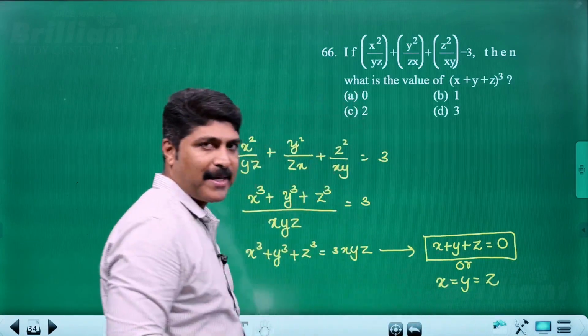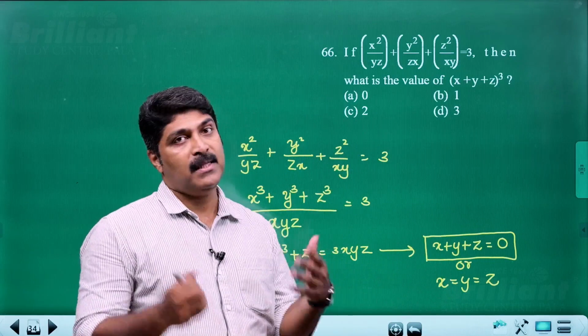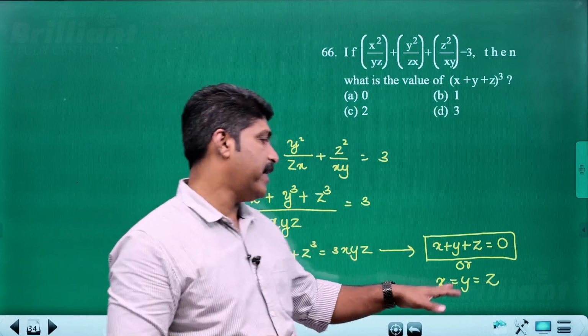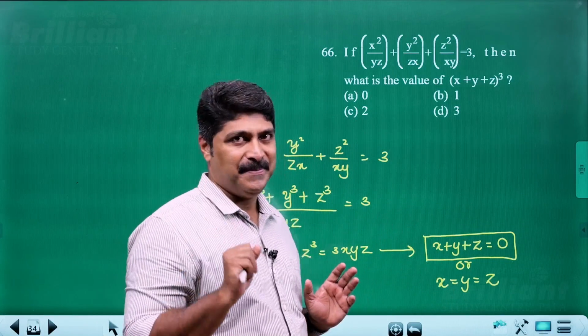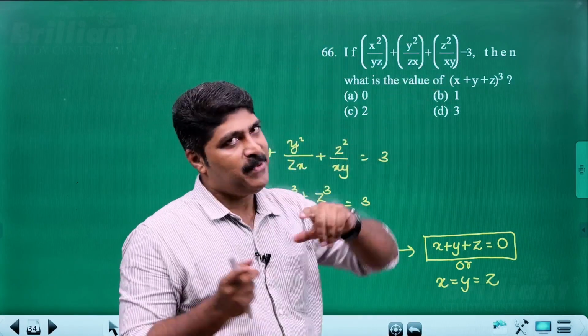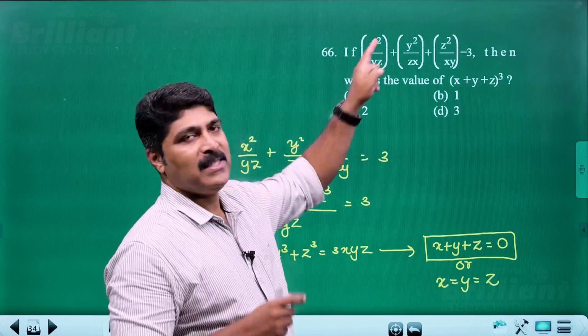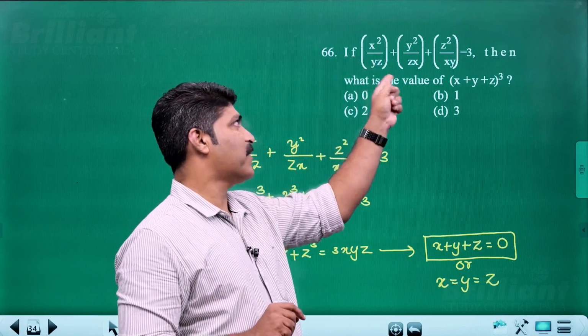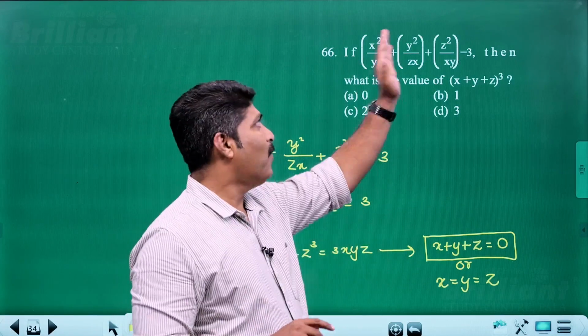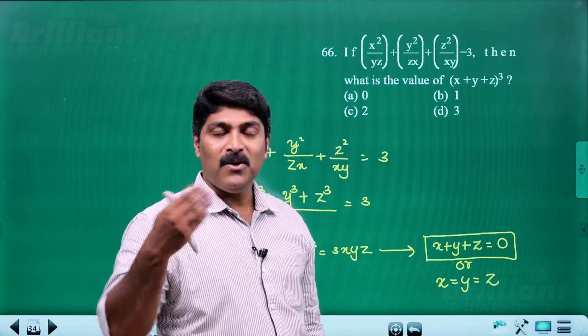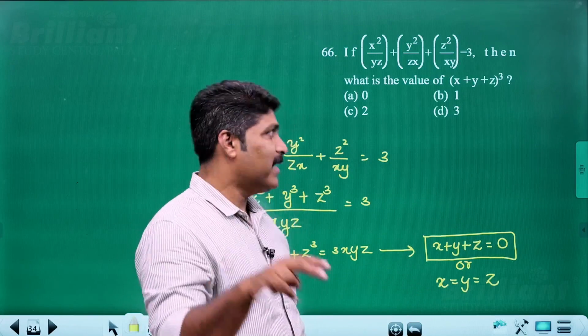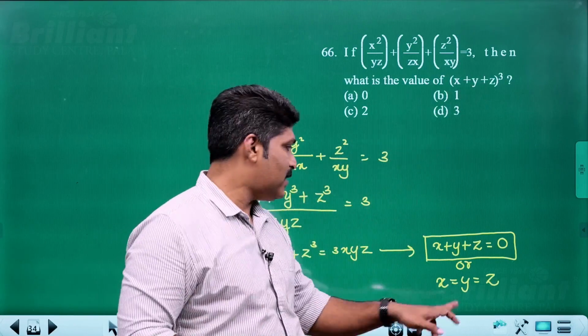There's another possibility. Simply think about x equal to y equal to z. If x equal to y equal to z equal to 1 each, just check whether it's satisfying or not. When we put x equal to 1, this is 1 square by 1 into 1, that is 1. 1 plus 1 plus 1, that's 3. If you put x equal to y equal to z equal to 2, then also it will be equal to 3. That's why this is the second possibility.